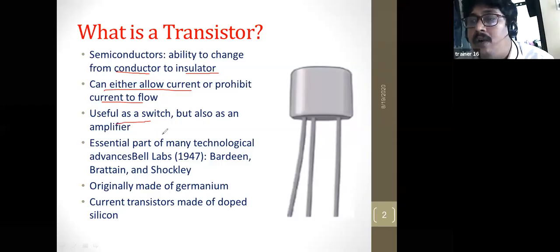And also it acts as a switch. And we can also call it an amplifier. All of you know that amplifier means it amplifies the signal. And it is developed by Shockley, and it is made up of germanium. And the current transistors are made up of doped silicon. Actually, this is doped silicon. All sensors and transducers are made up of doped silicon. That means silicon material only. Next, we will go for the next one.